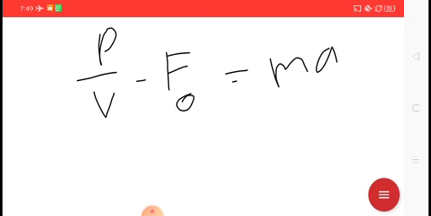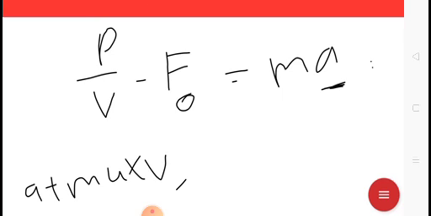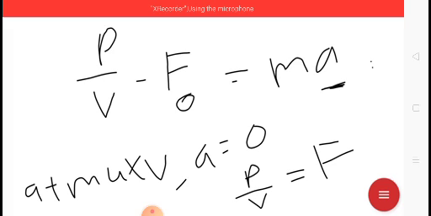Okay, and you know that at the maximum velocity, maximum velocity means no more changing of the velocity, so a will be equal to 0 because there is no more changing of velocity at max V. So simply you reform the equation, P over V will be equal to F. So all the power that you generate will be used to overcome the forces opposite to the direction of movement. So this is the formula that you will use in order to calculate problems in power.